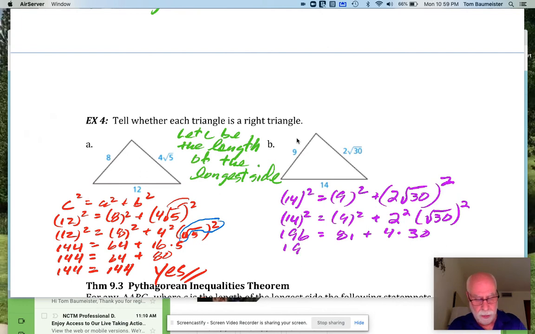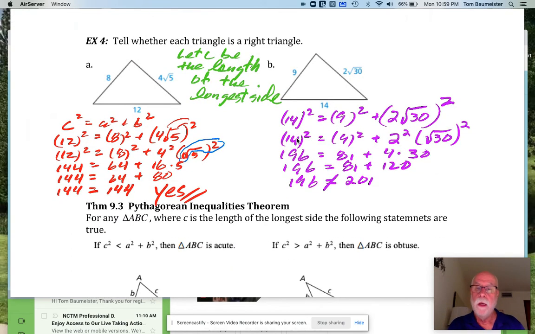So now 196, and we're going to say that's 81 plus 120. So we have 196 on this side. On the other side, we have 201. Well, those do not equal each other. So on this one here, move it up. I'm going to say it's a big fat no. All right.